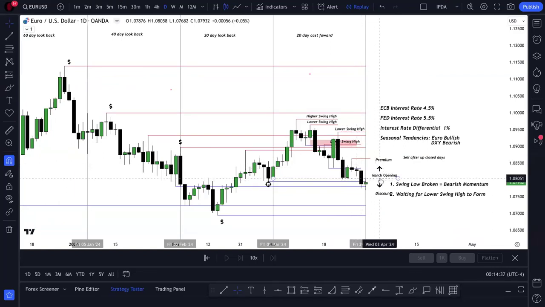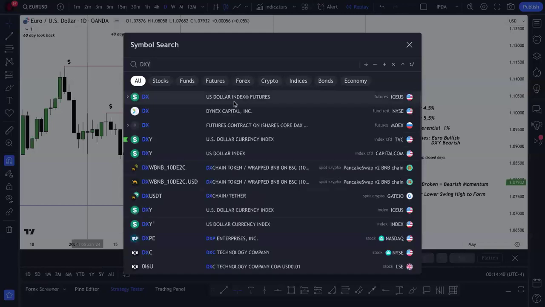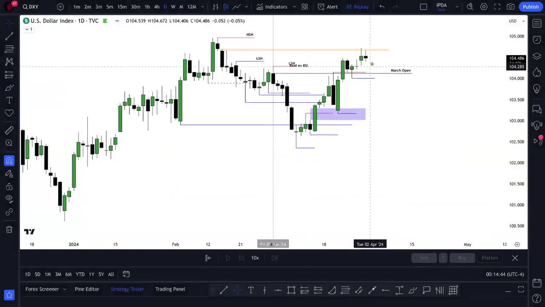Just a recap, we saw the inverse for DXY. Price dropped below the opening price or ran up. So we know they're inversely correlated pairs, right? Keep up. They're inversely correlated pairs.